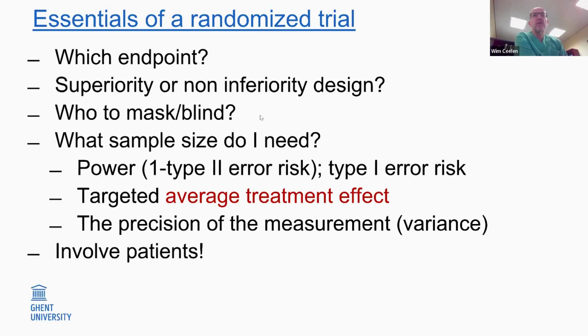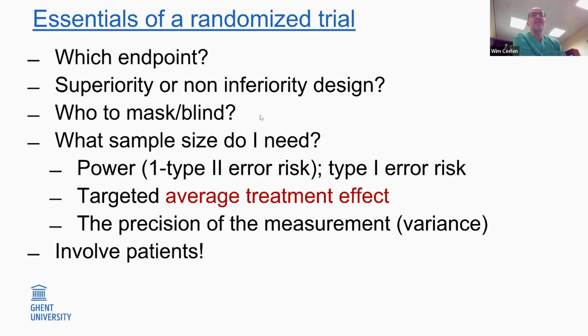You need several sources of information to be able to calculate the sample size. Of course, there's the power that you want to achieve, and that's the probability that you will detect an effect if it exists. There is the type 1 error risk. This is usually put at 5%.